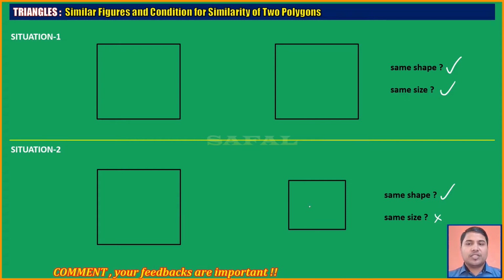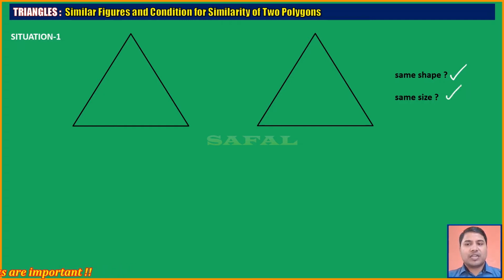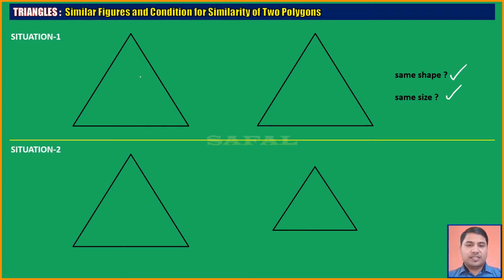To take one more situation, now I have taken two equilateral triangles, as you can see on the screen. If I ask the same two questions, are they of same shape? Again your answer will be yes. Same size? That also your answer will be yes because both are exactly copy paste of each other. So size is also same. That means this triangle I can superimpose on this triangle. In the second situation, if I ask the same two questions, same shape, again your answer will be yes. About same size, your answer will be no.